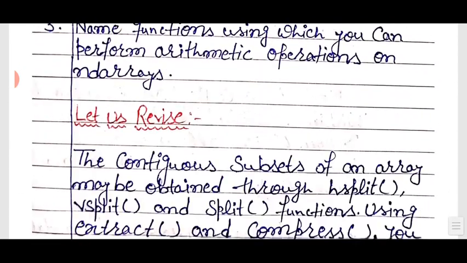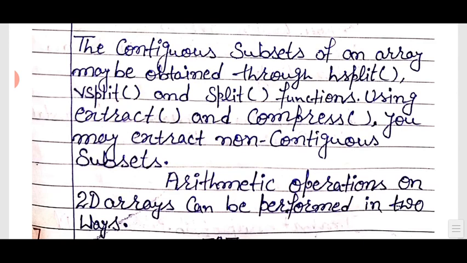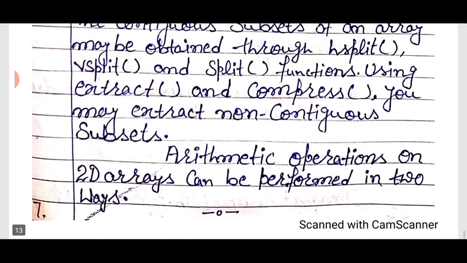Let's recap today's class. The contiguous subsets of an array may be obtained through the hsplit function, vsplit function and split function. Using the extract function and compress function, you may extract non-contiguous subsets also. Arithmetic operations on 2D arrays can be performed in two ways. What are the two ways? Using operators and using functions. Very good.